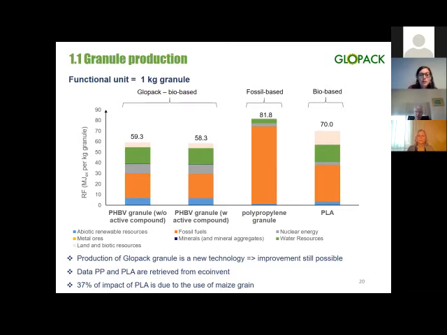We compared these results with what we could find in the EcoInvent database. The next bar is about the polypropylene granule. Of course, this is mainly coming from fossil fuels, and it has a clearly higher impact. And then the last one is PLA, which we could also find in the database. This is made from maize grain, and actually 37% of this impact is due to the use of the maize grain. So it means that we are using waste products, which is why we have a lower impact than this PLA, which is already a more established production technology.